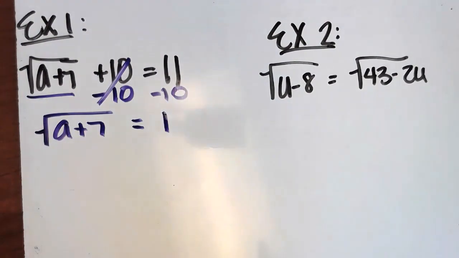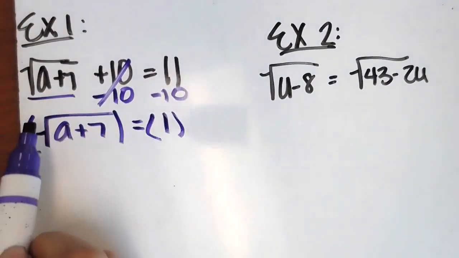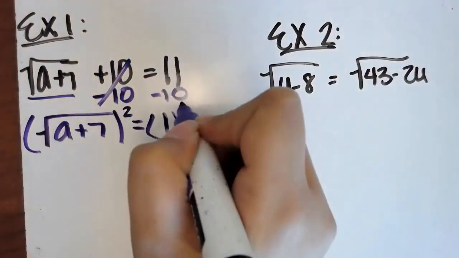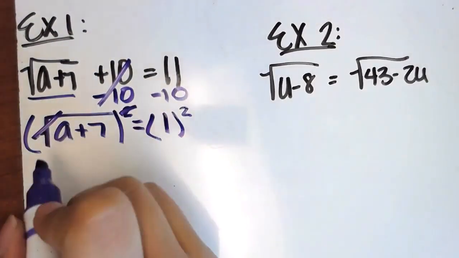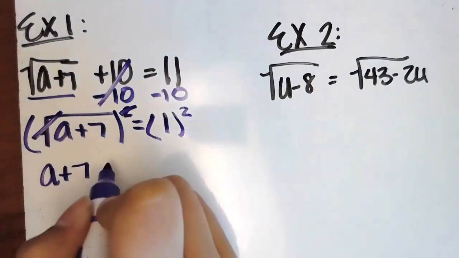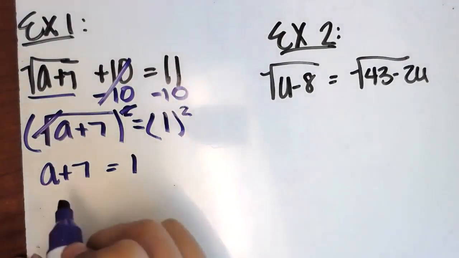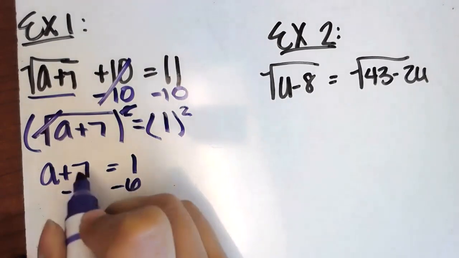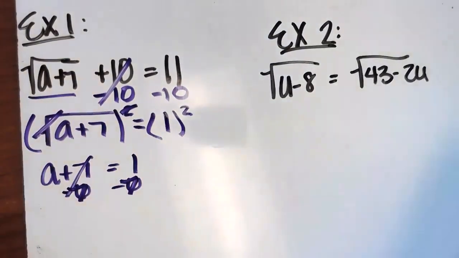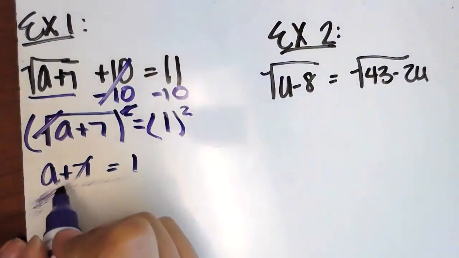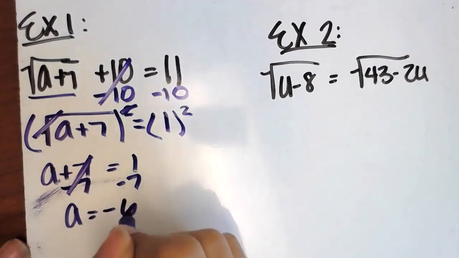Now that the radical is by itself, you want to raise both sides to the index. In this case, our index is 2, so we're going to raise both sides to the second power. Doing this eliminates our radical, leaving us with a plus 7 on the inside, and 1 squared is just 1. And then you just solve for a. You would subtract 7. 1 minus 7 is negative 6.